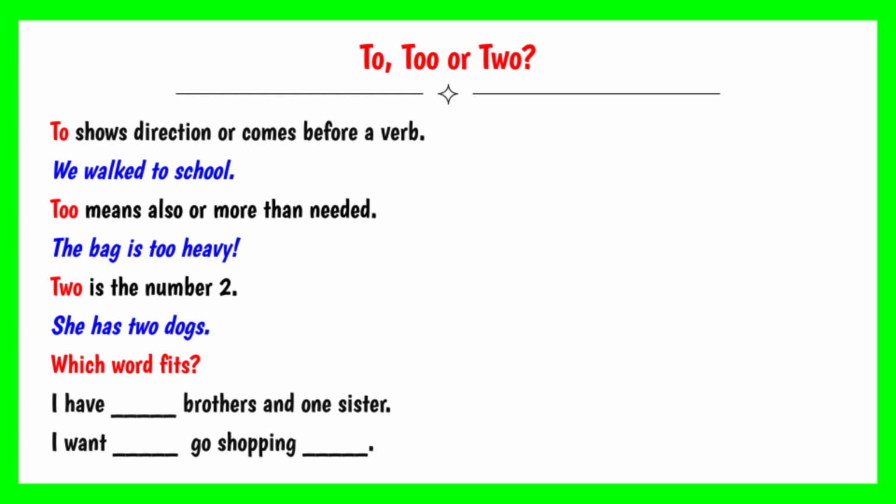Let's quickly recap. To, spelled T-O, shows direction or comes before a verb. Too, spelled T-O-O, means also or more than needed. And two, spelled T-W-O, is the number two.